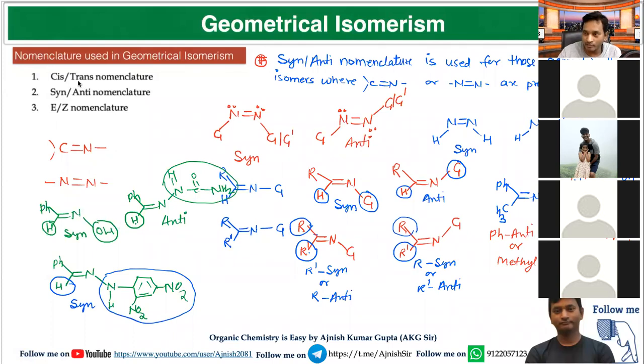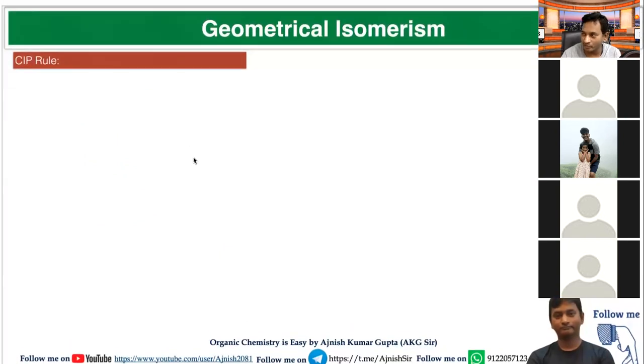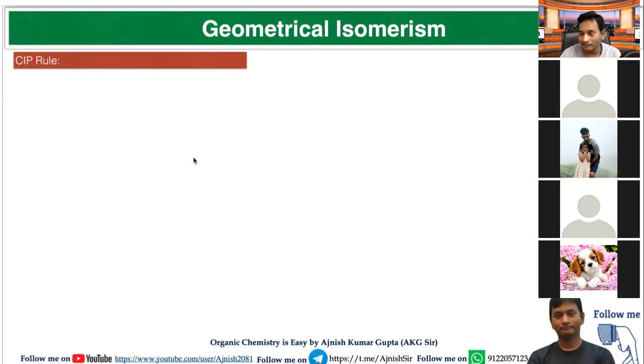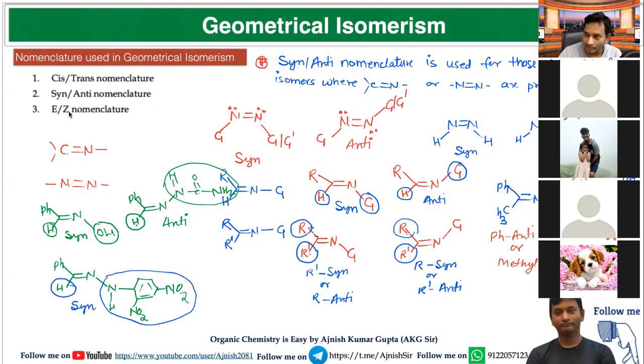The two nomenclatures you have learned today: one is cis trans nomenclature and another is syn anti nomenclature. In the next class, we will study EZ nomenclature, because in EZ nomenclature some terms come. First, the CIP rule. Have you heard about this CIP rule? No, sir. That is why in the next class I will first tell about the CIP rule, and after giving information about it, then only we will learn about EZ nomenclature. Okay?